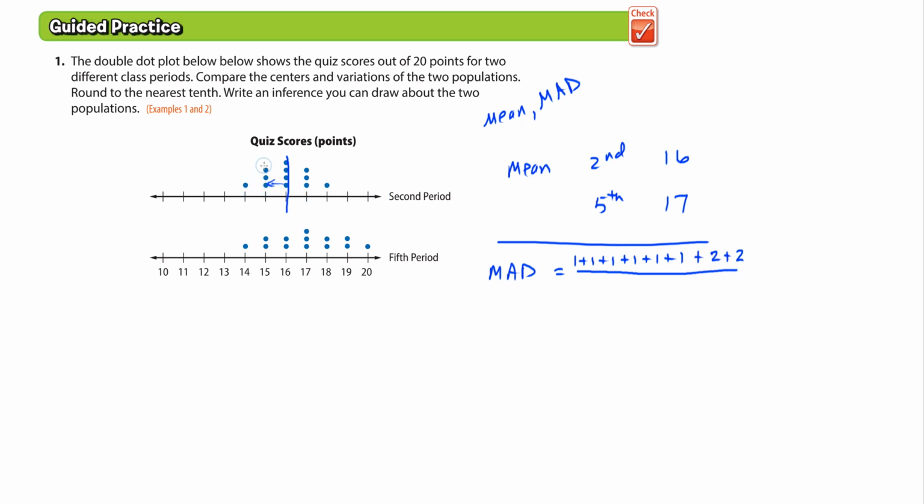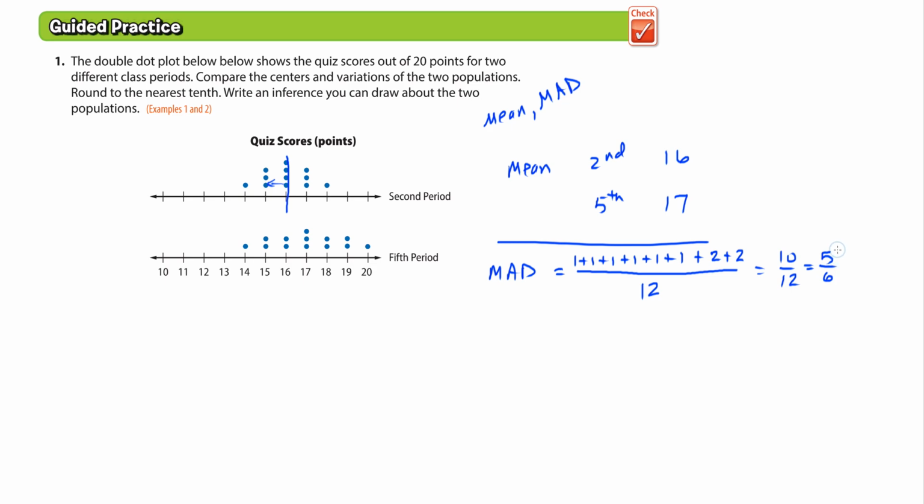And there's 1, 2, 3, 4, and 4 is 8, and 4 is 12. So I'm going to divide that by 12. 1, 2, 3, 4, 5, 6, 7, 8, 9, 10 for what is that? 5, 6.